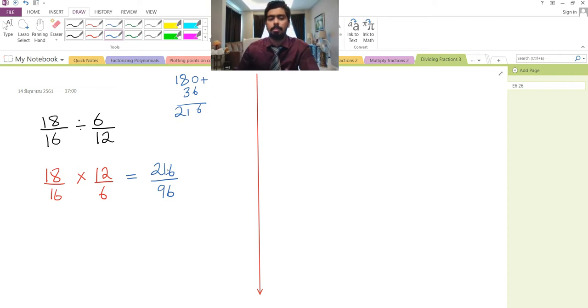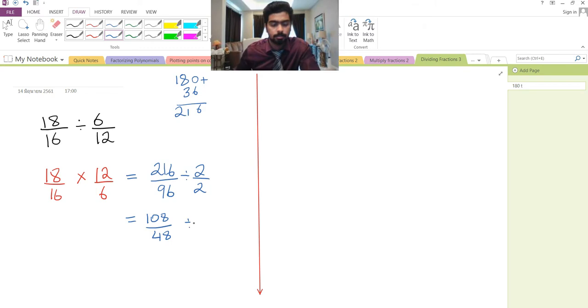Okay guys, now this is a big number, and in order for us to simplify to the lowest term, we have to find the greatest common factor, or we can keep dividing by 2 if you want, because both are even numbers, which is a long process. So if we keep dividing them by 2, we divide this by 2 over 2. Then what do we have? We would have 108 over 48.